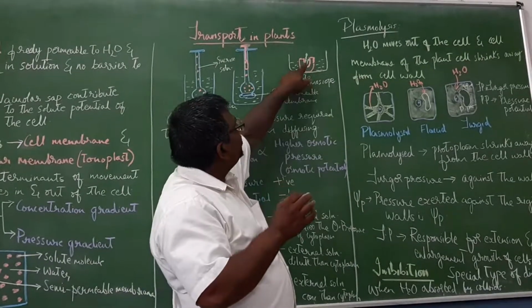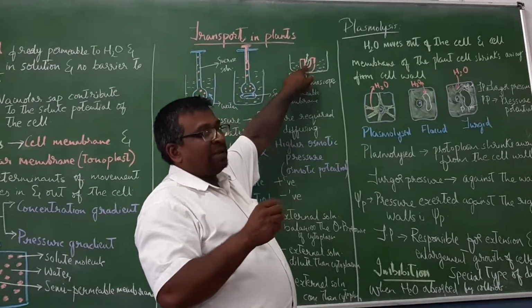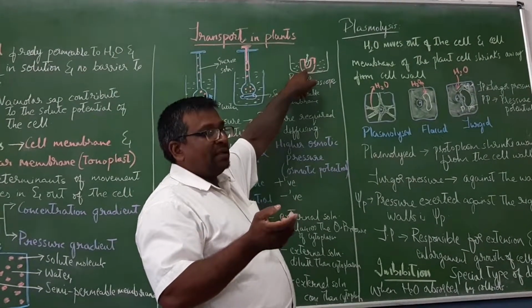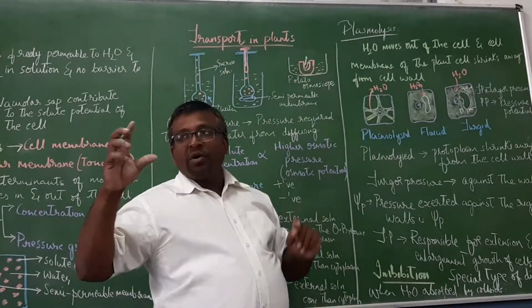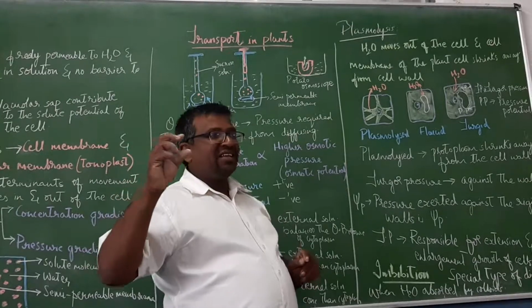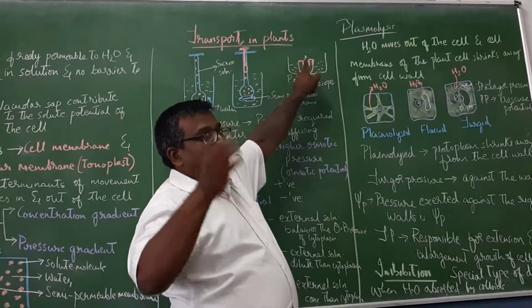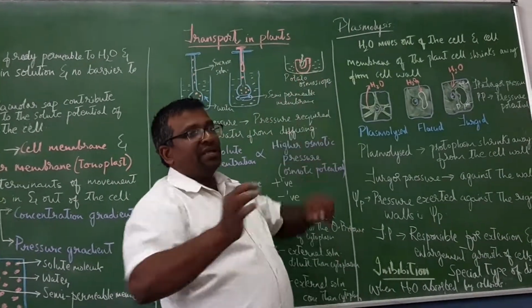Initial part of it you mark by using a dot pen. Okay, after some time you find that the volume within the potato osmoscope would have increased. So the final part of it you again mark using the dot pen.